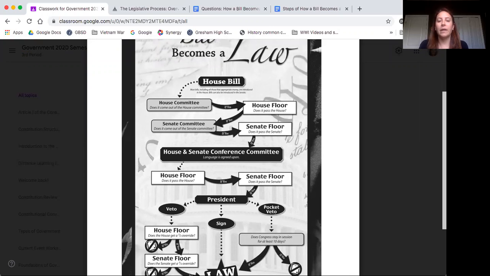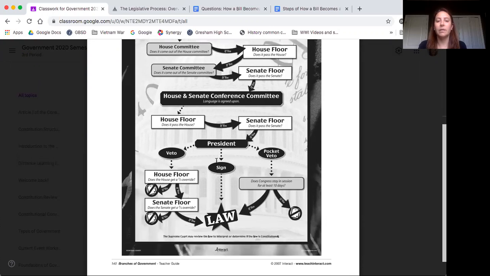And then the president has 3 choices. The president can veto, which means he's not signing the bill, and then it goes back. And if it gets a 2/3 vote, yay, it can override the presidential veto, and it becomes a law anyway. So this is one way that the legislative branch has a check on the executive branch and limits the power of the president, so to speak. The president can simply sign it and it becomes a law.